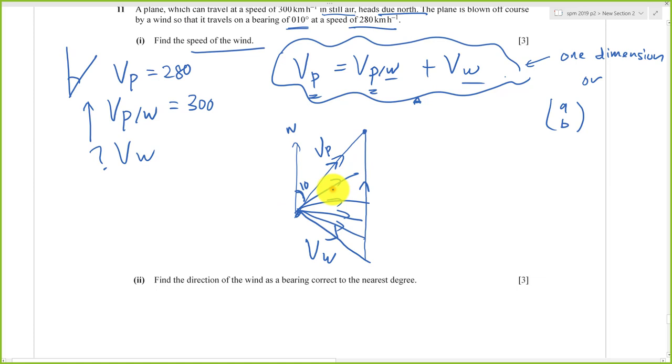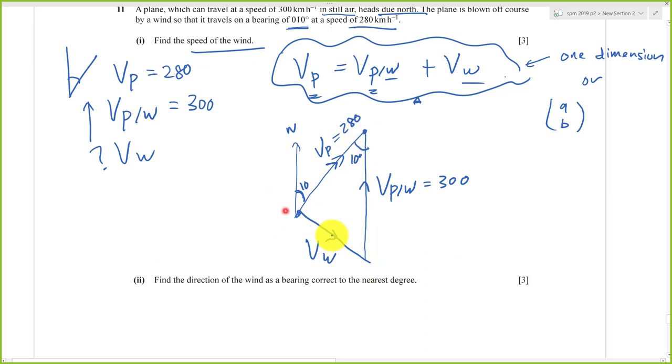I don't know, but right now I need to solve the triangle and get the angle in order to know where exactly it travels. So I will just simply assume it travels in this direction. Okay, plane relative to the wind. If it's like this already, since this is due north, I know this line is parallel, right? So I know this is 10 degrees. And then we have some information, 280 here, 300 here. Right now my objective is to find this speed, right?